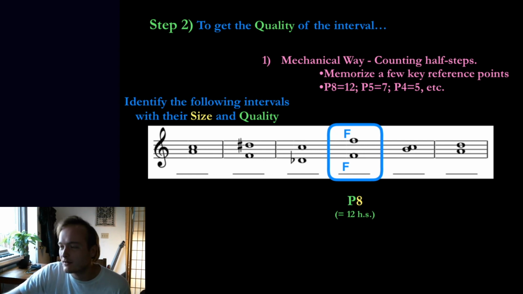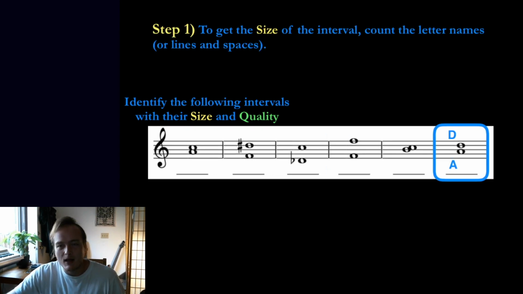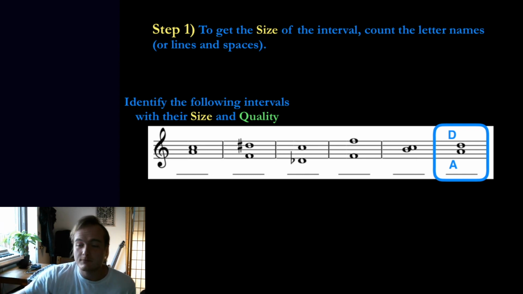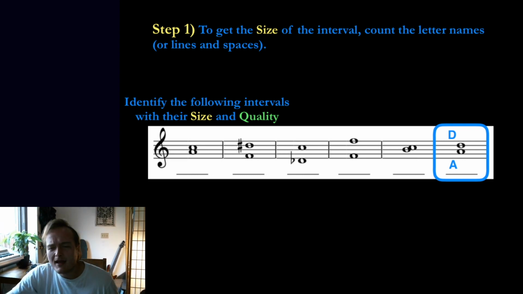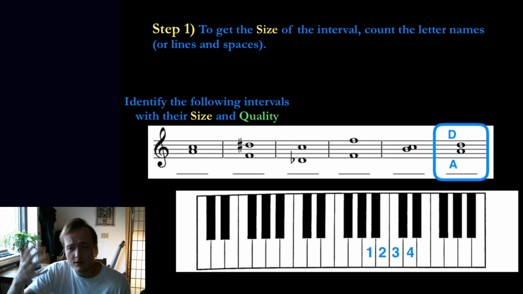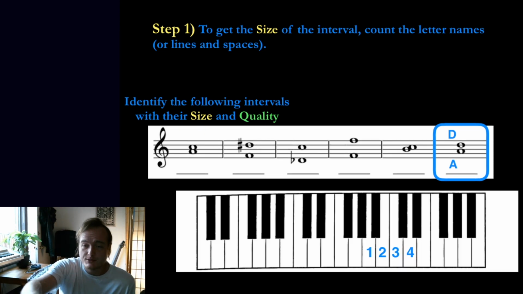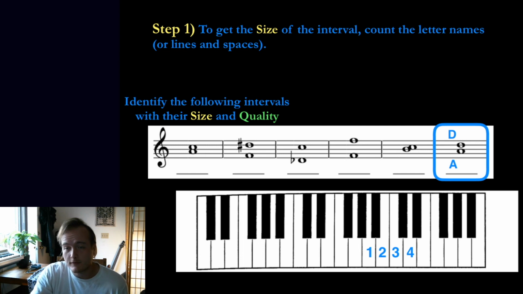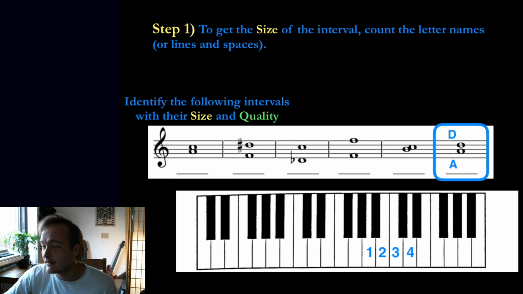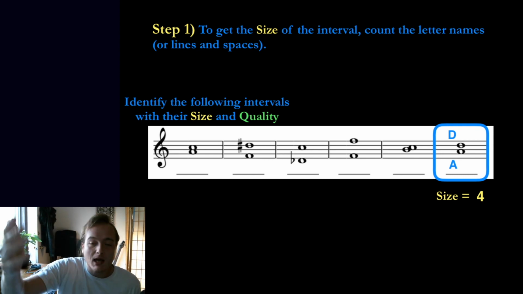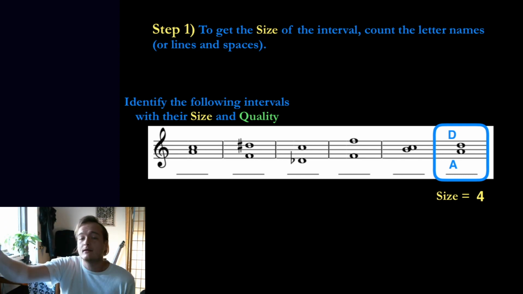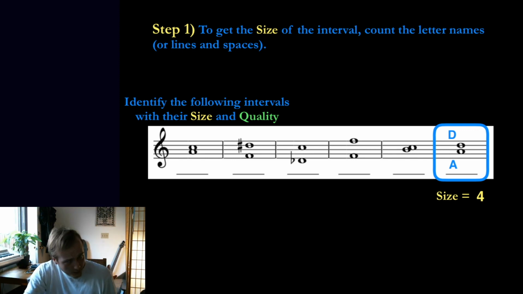Let's try a different one in a similar way. Now again, we're going to start with step 1, get the size. So the size of this interval from A up to D, we can either use our fingers, we can use the piano. So on the piano that looks like this, 1, 2, 3, 4. A, B, C, D. Okay, so 4. This interval, the size, is 4. This is, in other words, some kind of fourth. A to D is some kind of fourth. Which kind of fourth?